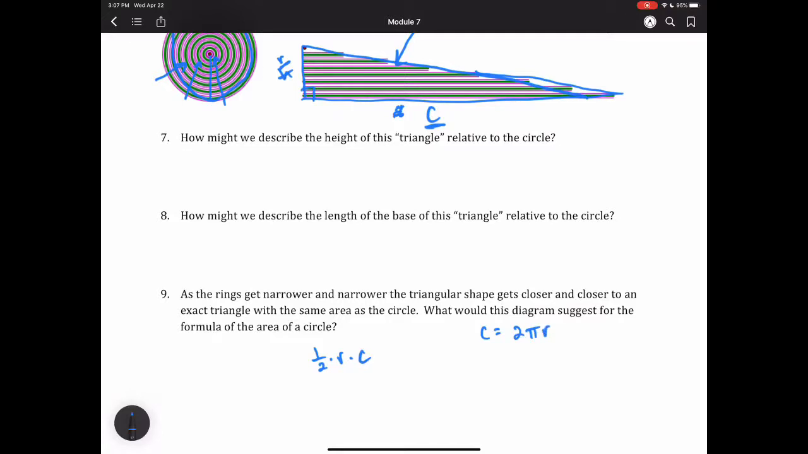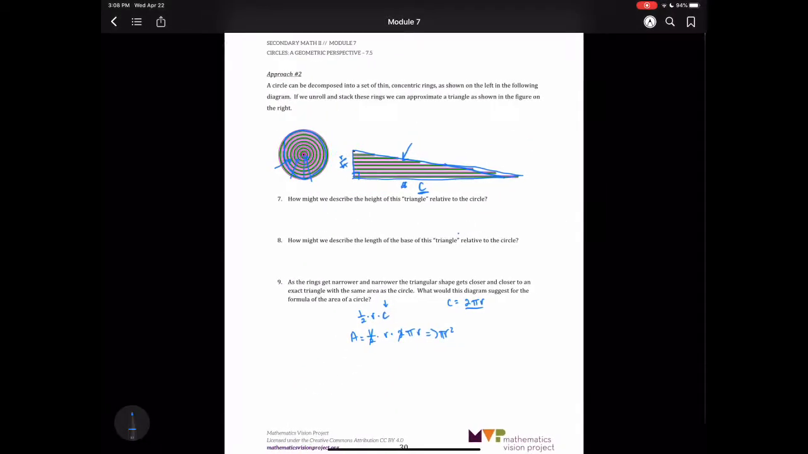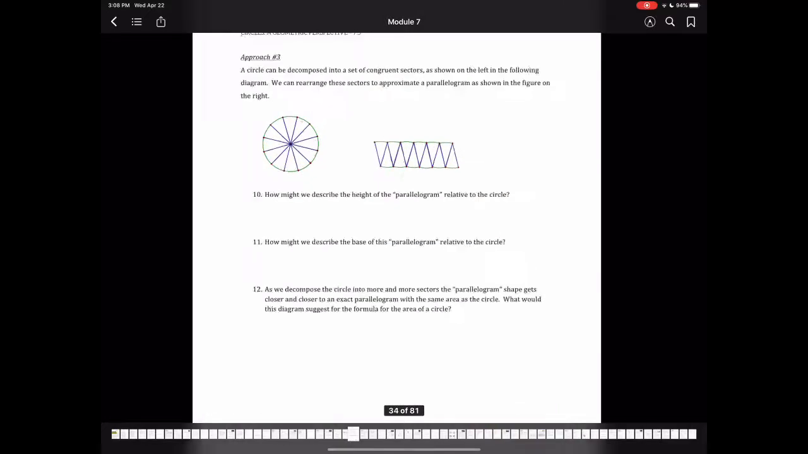So I'm going to plug this in for where c is over here. And now I'll have 1/2 times r times 2 pi r. Now 1/2 times 2 is just 1, so we can cancel those off. And when I simplify this and multiply r times r, I get r squared times pi. That again is the derived formula that we found for the area of a circle. This time, though, we've been using a triangle to find that out. All right, let's look at approach number 3.